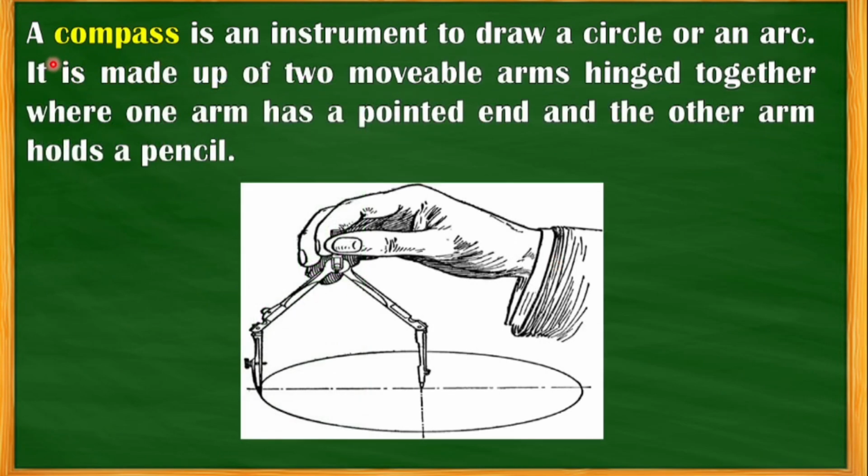And in creating a circle, we need the compass. Compass is an instrument to draw a circle or an arc. It's made up of 2 movable arms hinged together where one arm has a pointed end. This would be the pointed end, and the other arm holds the pencil. So this would be the instrument that you're going to use if you want to draw a circle.